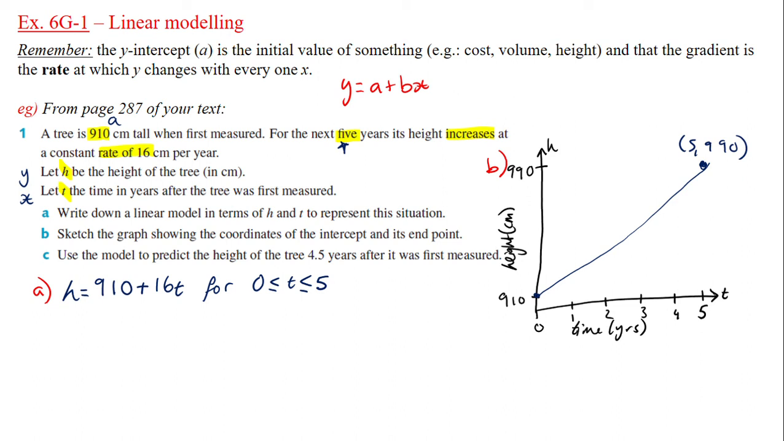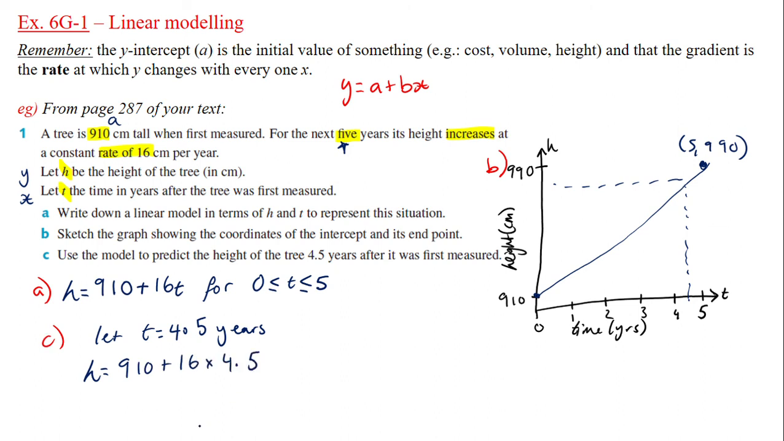Okay. Finally, we're going to use the model to predict the height of the tree 4.5 years after it was first measured. So we're going to use this formula and we're substituting in for time 4.5 years. We want to know what the height of the tree probably was at about this point here. Now, if you've drawn your graph beautifully, you might be able to read that off your graph. Mine is clearly not drawn beautifully, so I'm going to do this algebraically. The height of the tree would be whatever 910 plus 16 times 4.5 is.